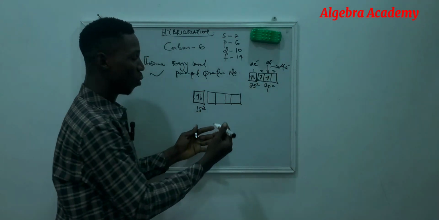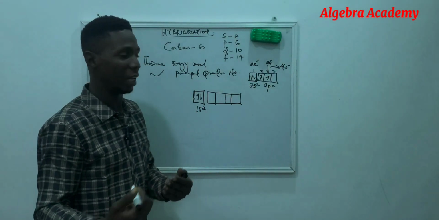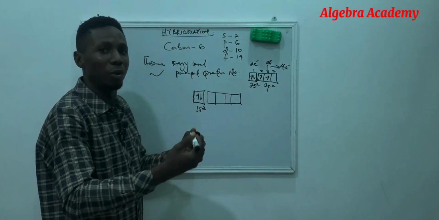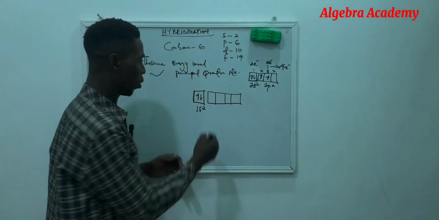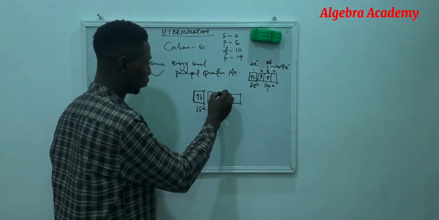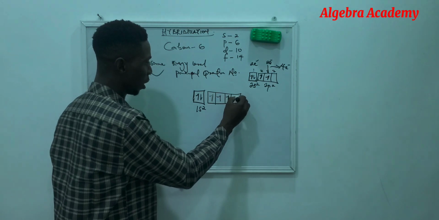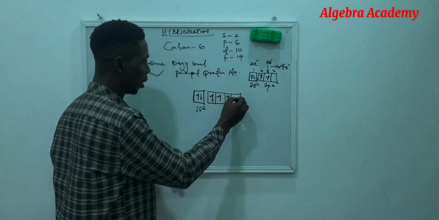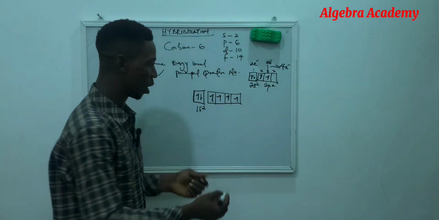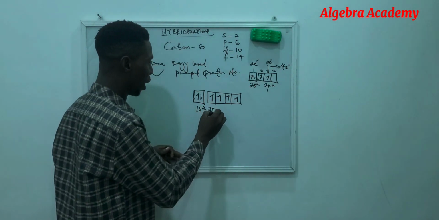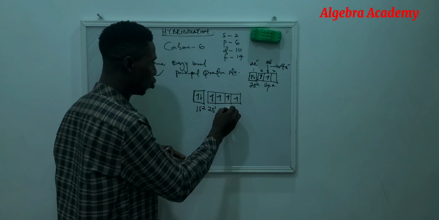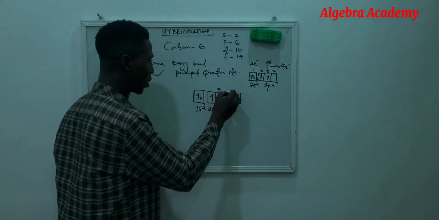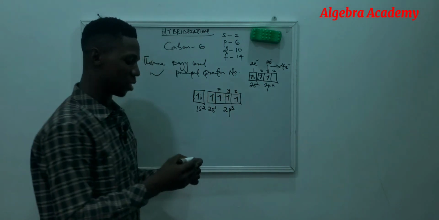So the 4 electrons now, according to Hund's rule, like I said earlier, are going to go into the boxes singly before they pair up. So we're going to have 1, 2, 3, and 4. So the new configuration that we now have is 2s1 and 2p3. This is x, this is y, and this is z.